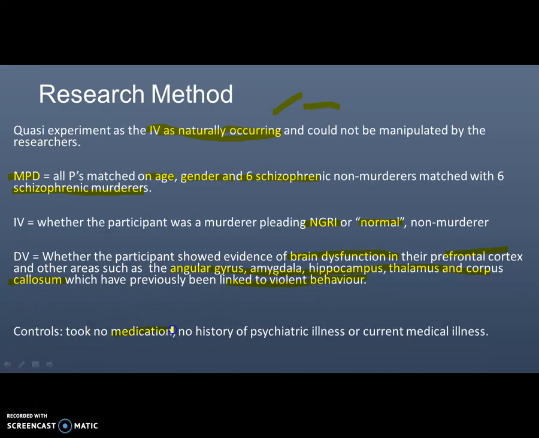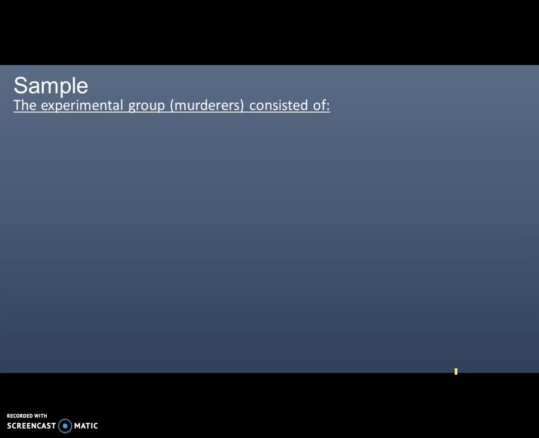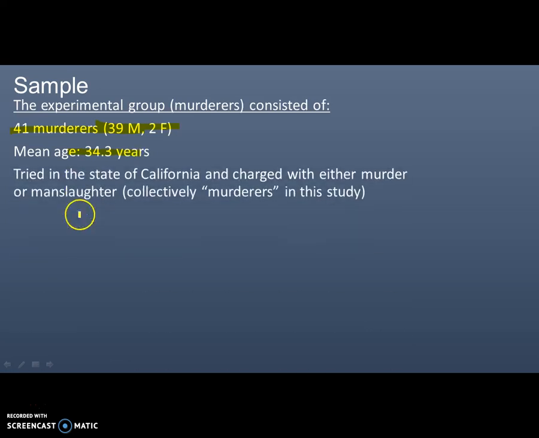Controls: no medication, so they were asked to stay medication free, and no history of psychiatric illness other than the schizophrenics, or current medical illness. The sample experimental group of murderers consisted of 41 murderers, 39 males, 2 females. Mean age of 34.3 years. Tried in the state of California and charged with either murder or manslaughter.